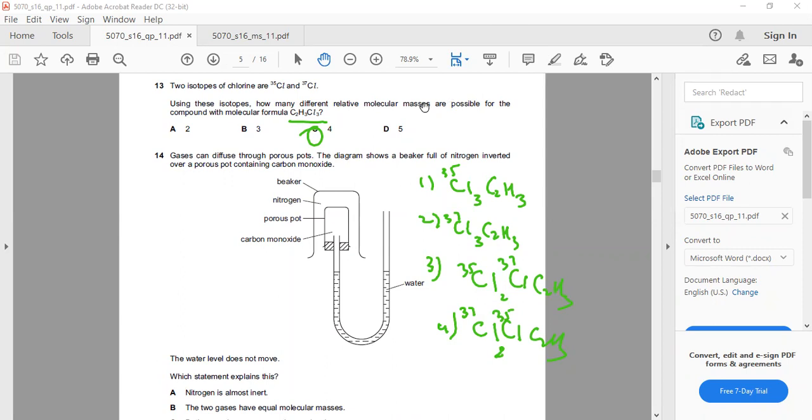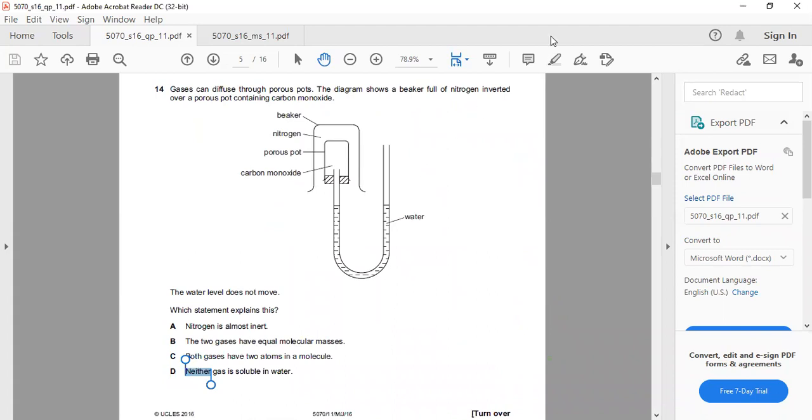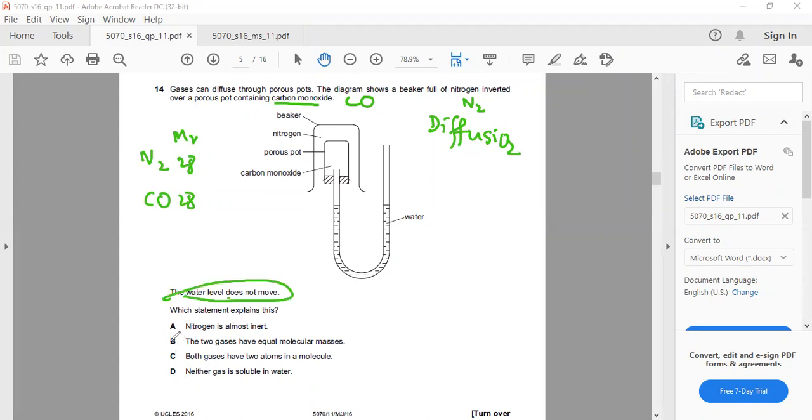Okay. 14 is about diffusion, very famous apparatus of diffusion. So you know nitrogen and carbon monoxide. Earlier also they asked this question. Diffusion depends on MR also. MR of nitrogen is 28 and carbon monoxide also 28. First, let me tell you about this question, then I will explain. The water level does not move means the two gases have equal molecular masses.